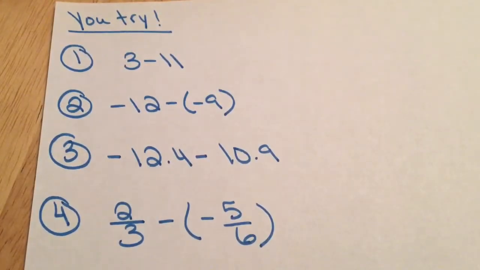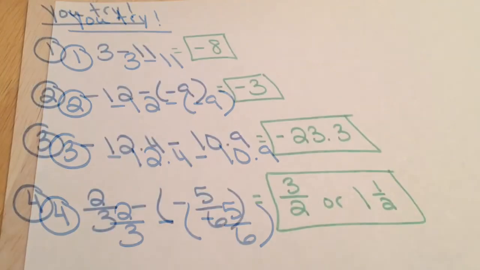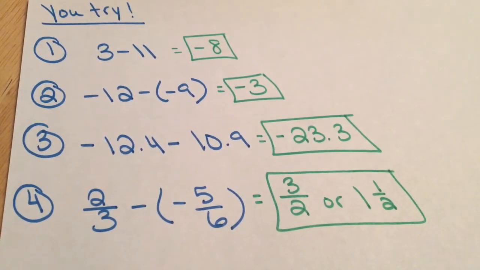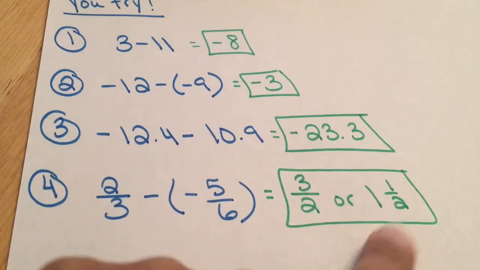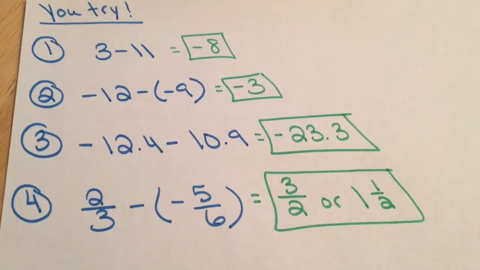Now it's your turn. So why don't you try these 4, take a moment to write them down, and then pause, solve them, and then check to see how you did. Are these the answers that you got? Hopefully, we feel comfortable with subtracting integers. And again, on number 4, we can either have the 3 halves or rewrite that as a mixed number as 1 and 1/2.